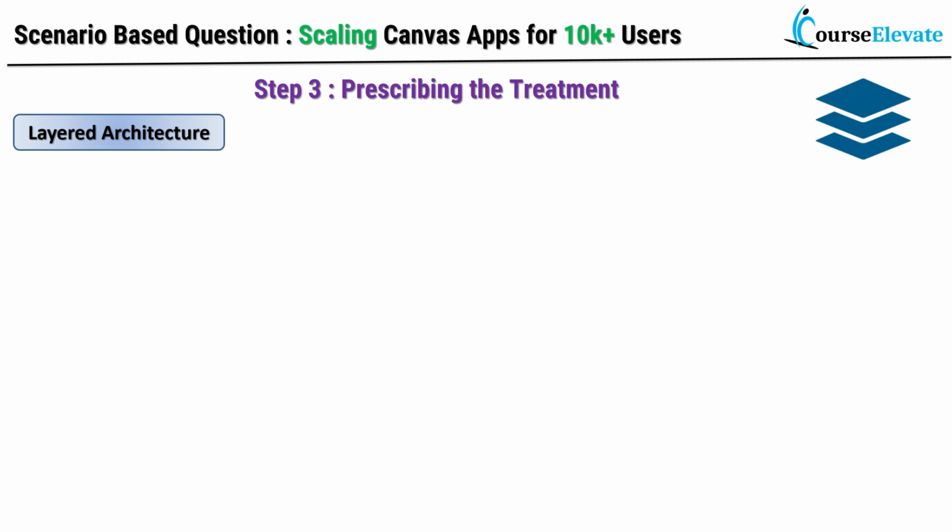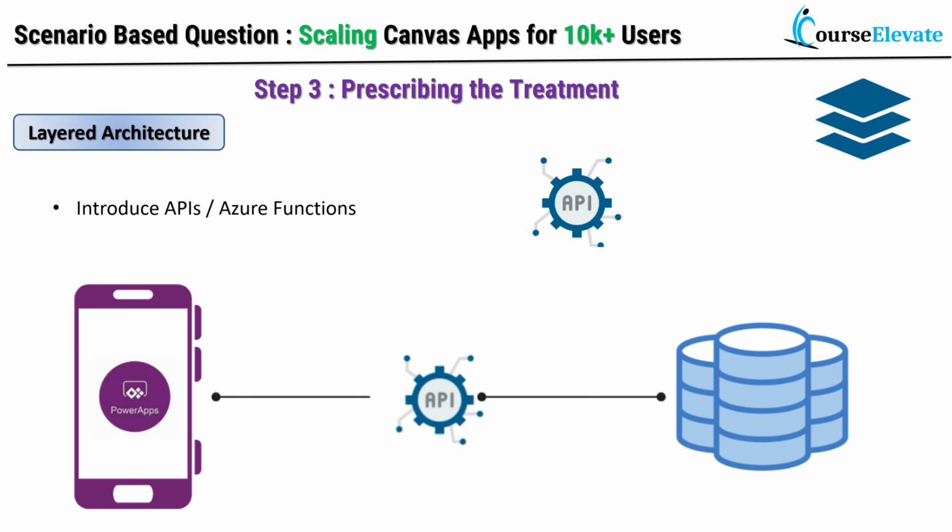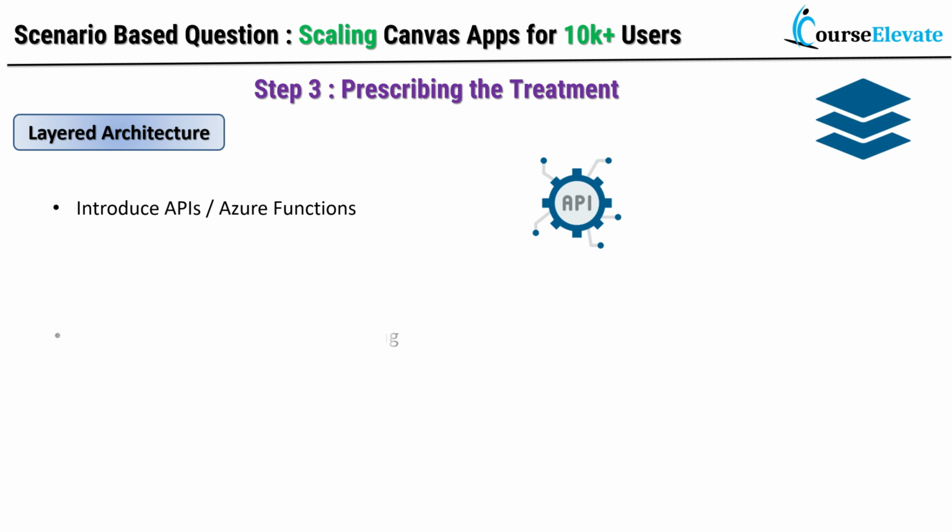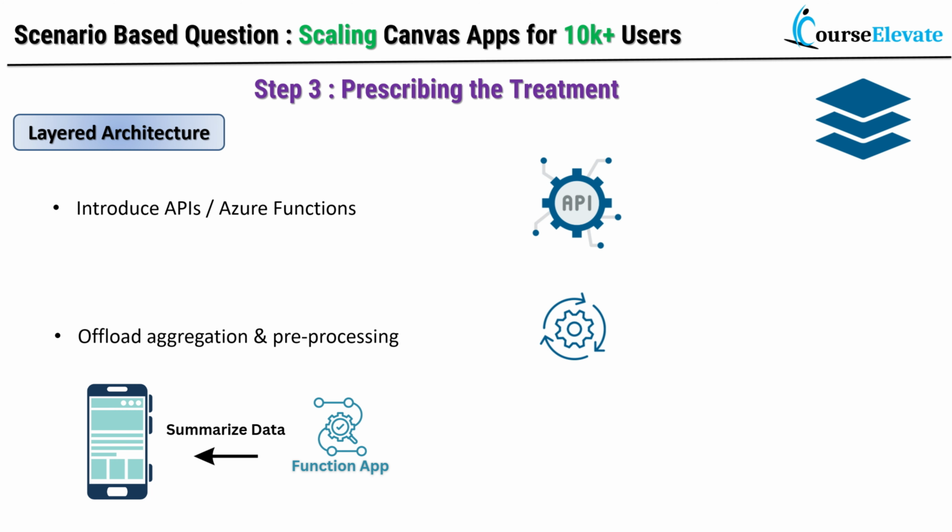Then we have the layered architecture. For a very large app, a layered architecture works best. We separate the app into smaller function apps or modules. This means adding a middleware layer between our Power Apps and the backend data source using a custom API or Azure Functions. Next is offloading aggregation and pre-processing. For those screens which are slow, we can use function apps to do the heavy work on the server, like summarizing data, so Power Apps only gets the final result. It makes the app faster and lighter.